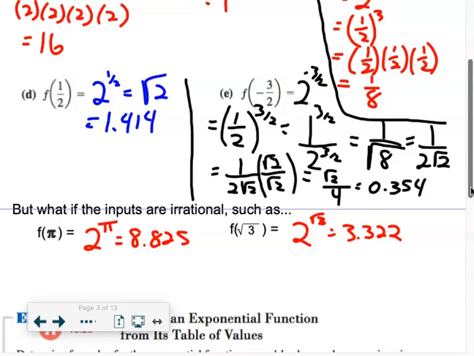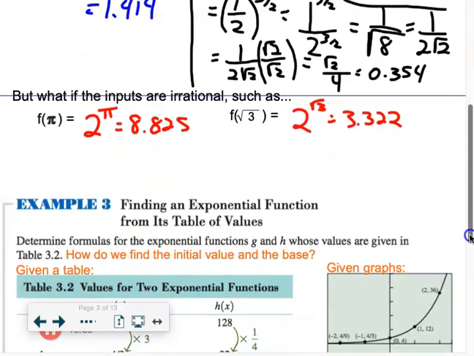So we can still find them. Pi and the square root of 3 are still real numbers, and we can figure out what they are. It's just that the best we're going to be able to do, because we can't use all of our properties that we had for our exponents, is just grab a calculator and tell somebody, hey, here it is.